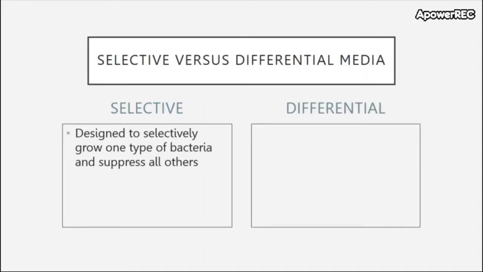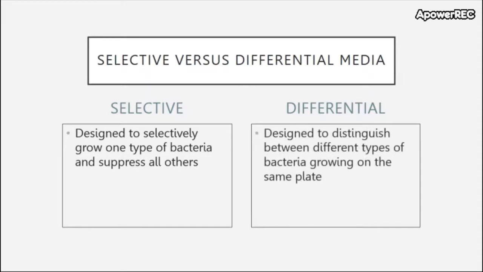Differential media is not designed to selectively grow one or another. Rather, it's designed to have some sort of distinguishable phenotype between one organism and another. So you can tell by looking at the colonies that grow on it. You can look at the phenotype of those colonies and tell the difference of one microbe versus the other. So let's take a look at an example of each.